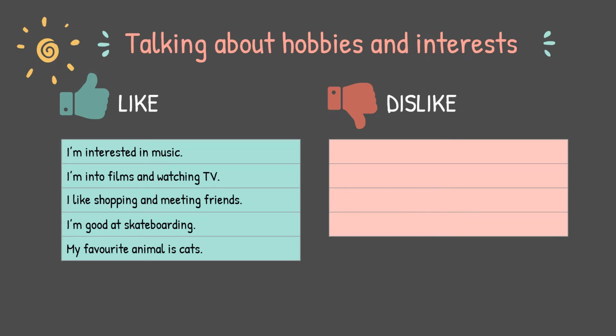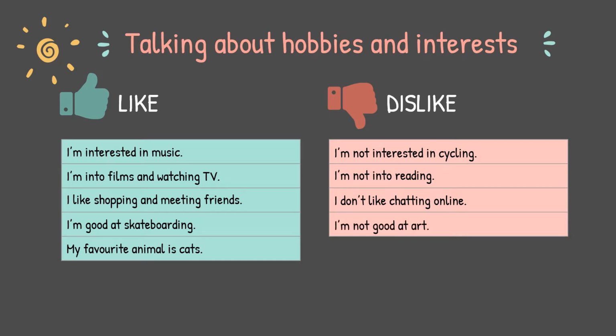Okay, now look at this pink table. Let's read the sentences together. I'm not interested in cycling. I'm not into reading. I don't like chatting online. I'm not good at art. Okay, we say this kind of sentences when we don't like the activities. So we add the word not to the sentences. Understand? Very good.